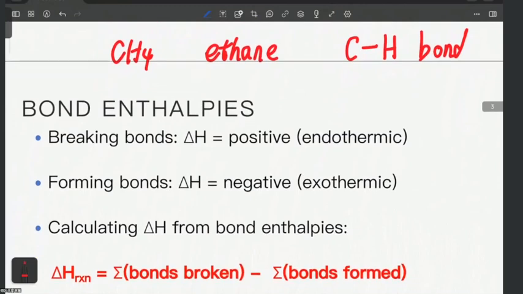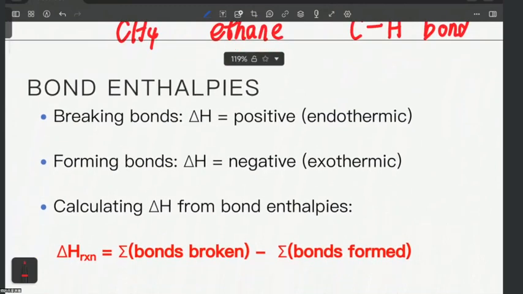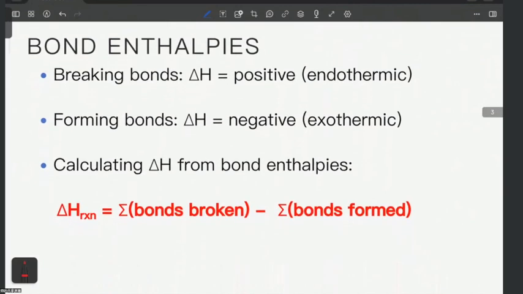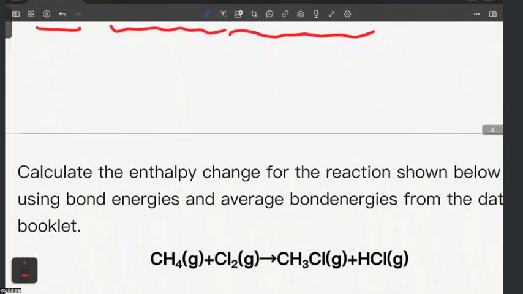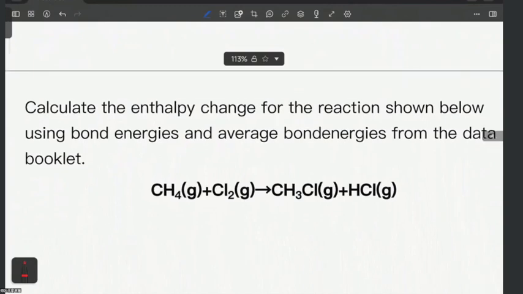The second one is about the enthalpy change from bonds. When you're breaking bonds, you need to absorb energy, and when you're forming new bonds, you will release energy. So we can calculate the enthalpy change. We subtract the energy released by the forming of new bonds from the energy absorbed by the breaking of old bonds. So let's have a look at this example.